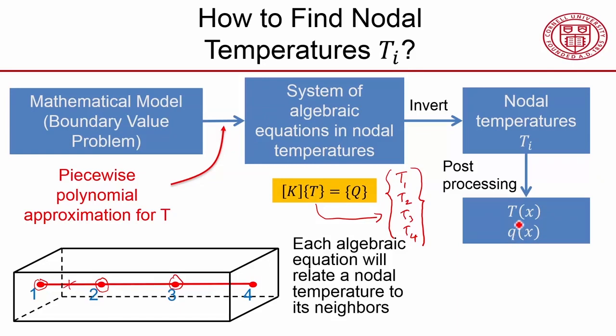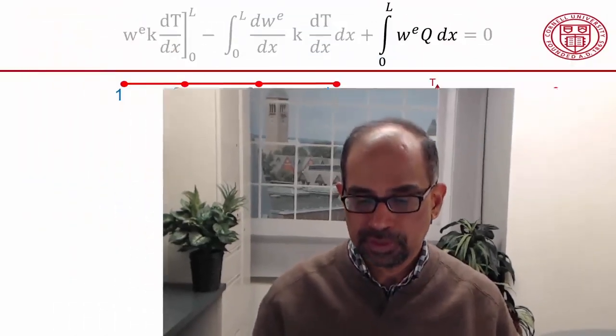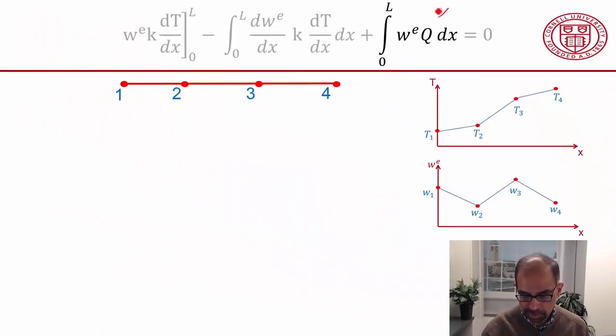And then the crux of the problem reduces to how do we derive our system of algebraic equations such that it best satisfies our mathematical model. We can't satisfy a boundary value problem exactly, but we want to satisfy it the best we can. So we'll take a look at that next. Next, let's take a look at the heat generation term in the weak form. That's this term over here.